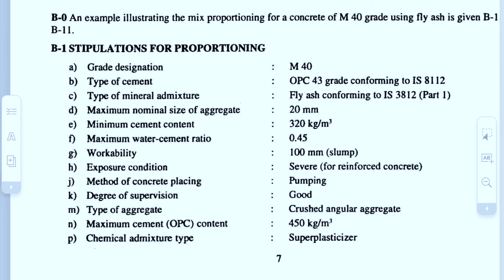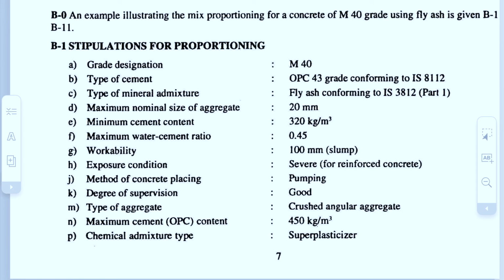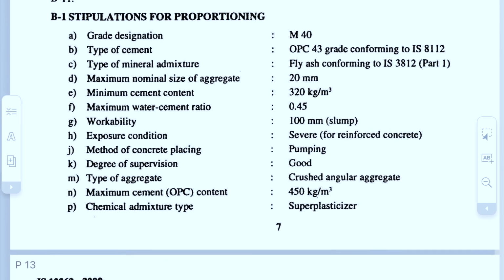Okay, grade designation, again we have to refer to IS 10262. IS 10262 is allowed in the examination. You have to carry this IS 10262 in the examination. Only by referring to these, they'll just change the values. You can refer to the illustrated example and directly jot down the answers. So it's a very easy problem if you understand it thoroughly.